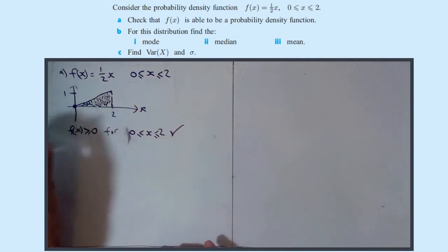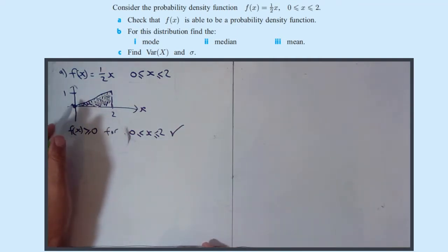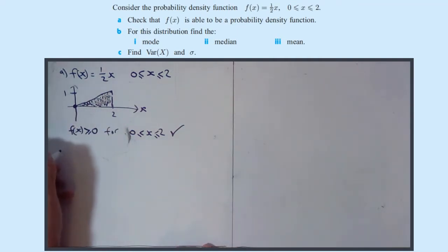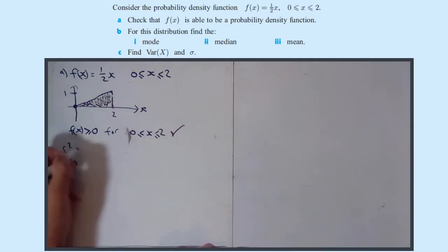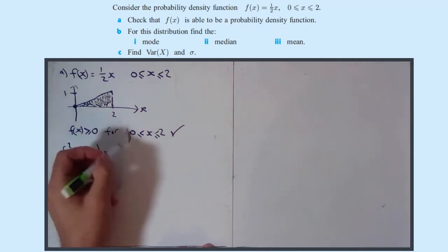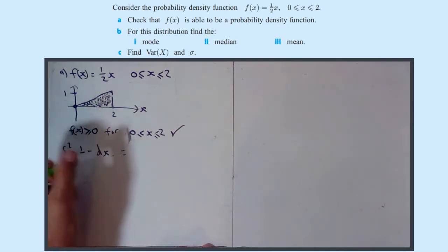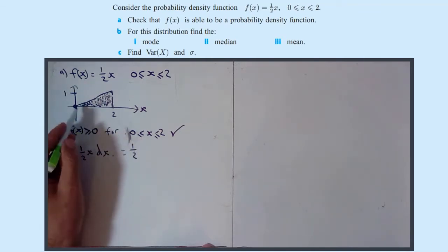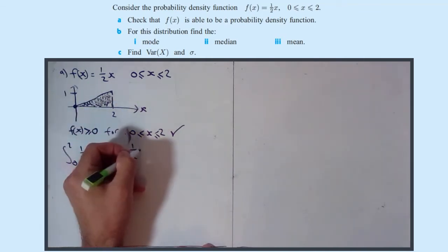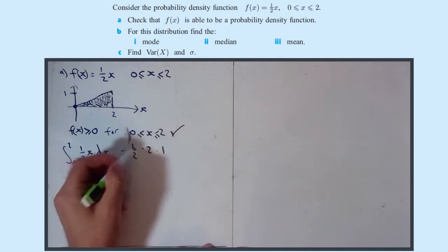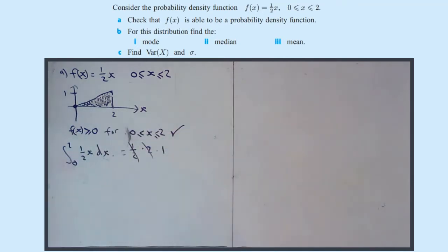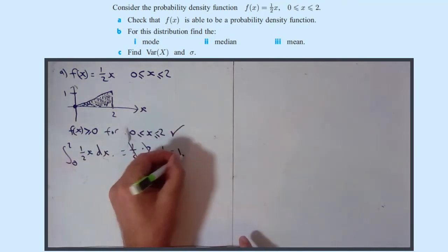For something like this, you can just work out the area because it's a triangle. So the area, or the integral between 0 and 2 of half x dx, is a half base times height, half times 2 times 1. Half times 2 is 1, 1 times 1 is 1, so it equals 1.